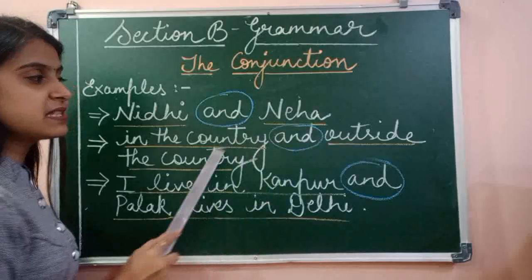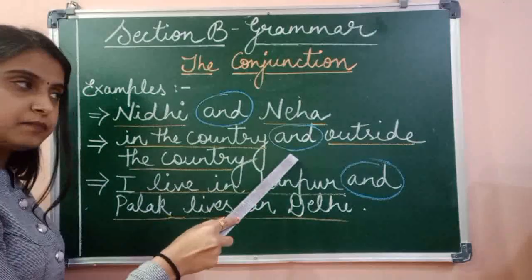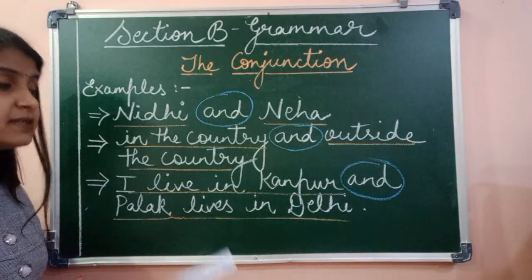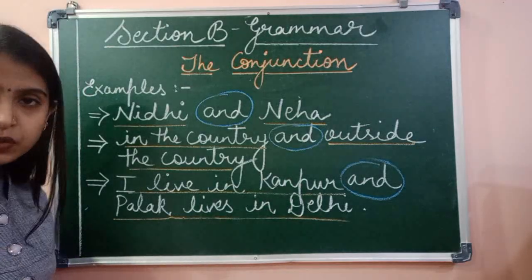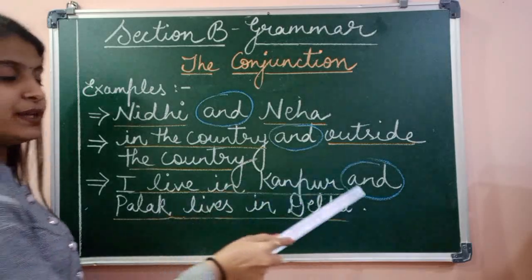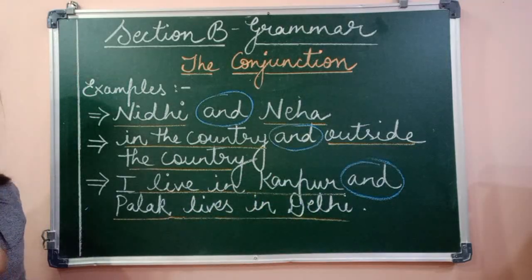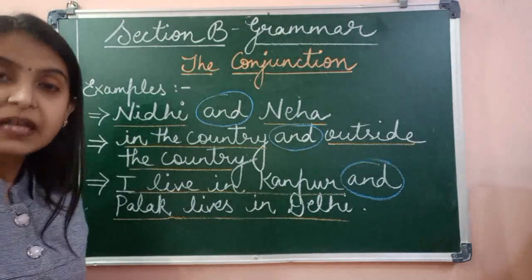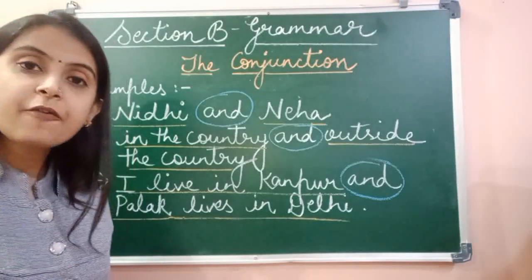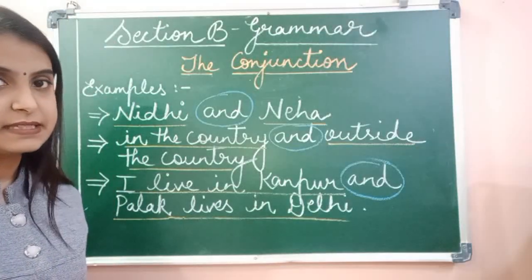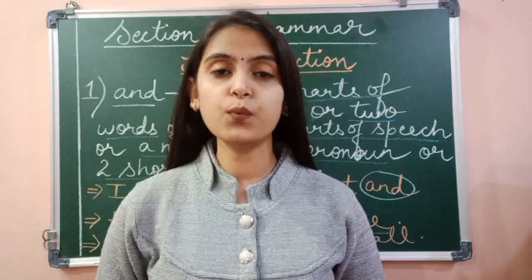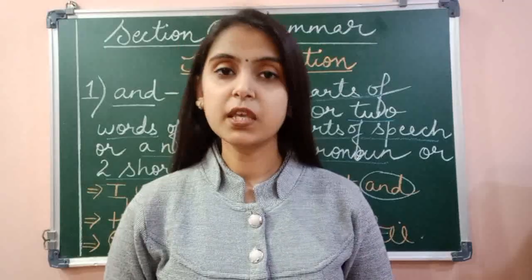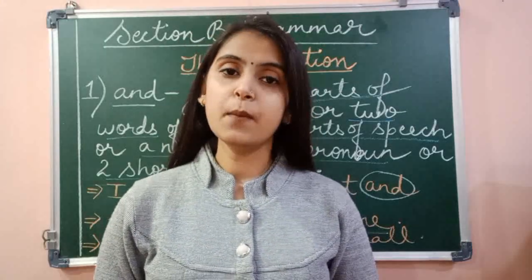So these two phrases are joined using the conjunction and. Okay, and here I live in Kanpur. This is a sentence because it is giving a complete thought. And these two sentences are joined using the conjunction and. So the definition of conjunction is clear to you, I guess. Conjunction is a word that joins two words, phrases or sentences. Now kids, in this video, we are going to talk about around 10 to 12 conjunctions and their usage. So let us begin with them one by one.